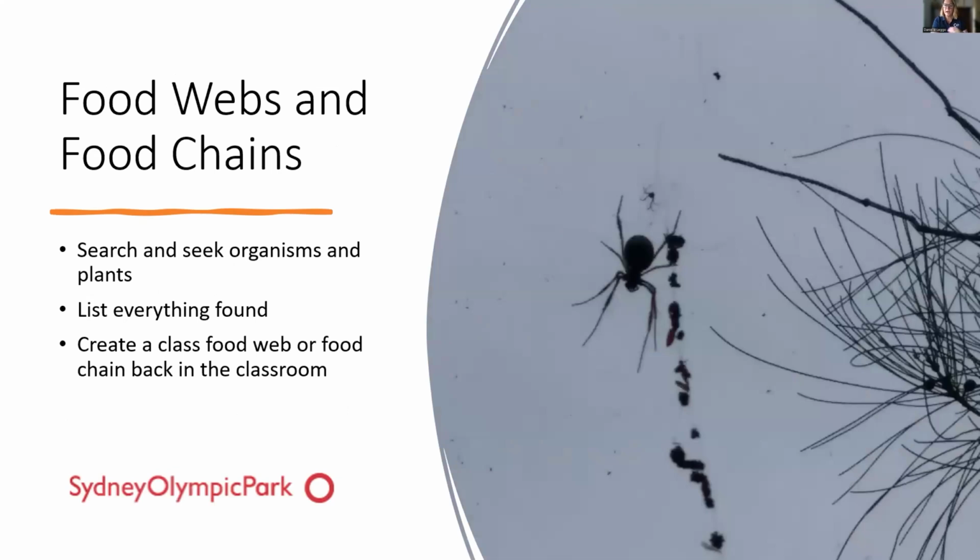Of course, when you're out and about, we love to get the kids to investigate all of the different organisms that they can see. Try and have some sort of identification chart as well, get the kids to list everything down, and then head back into the classroom with everyone's lists of organisms and try and create a class food web or food chain back in the classroom from that local environment.